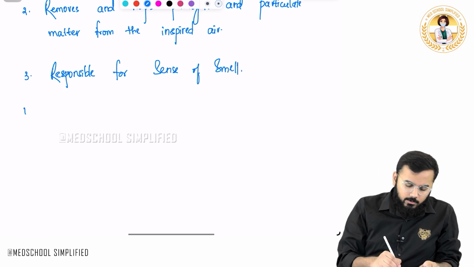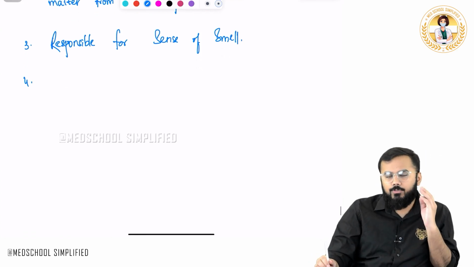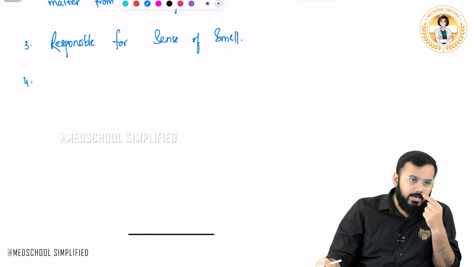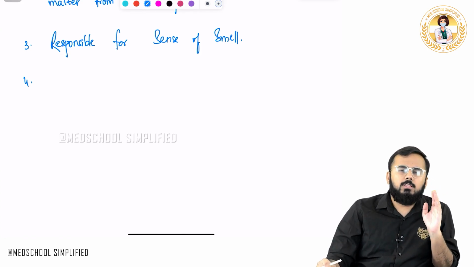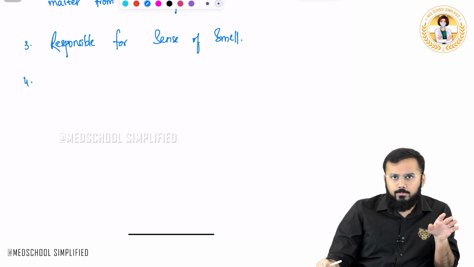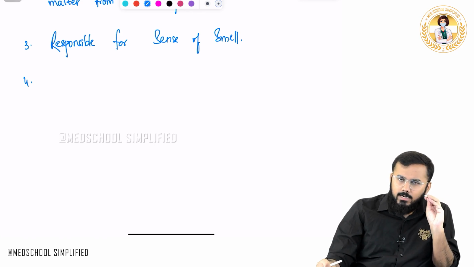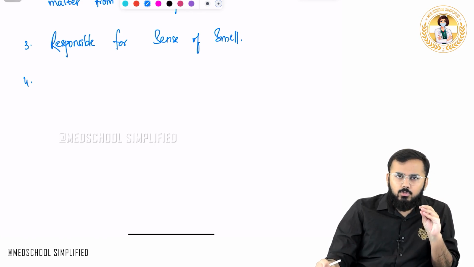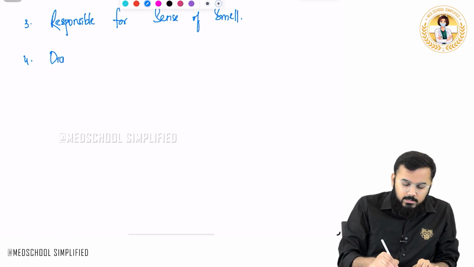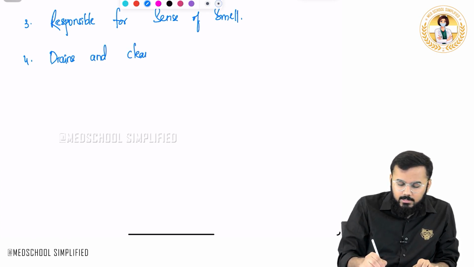Next, the fourth important thing: in the previous videos on the paranasal sinuses, I told you all the sinuses drain into the nasal cavity. Within the nasal cavity, you have the superior concha, middle concha and inferior concha. You know that, right? So these sinuses drain into these concha. So can I also say that the nasal cavity is responsible for draining and cleaning the paranasal sinuses?